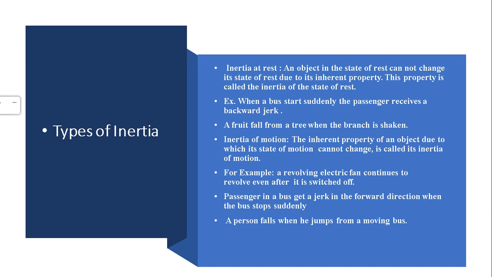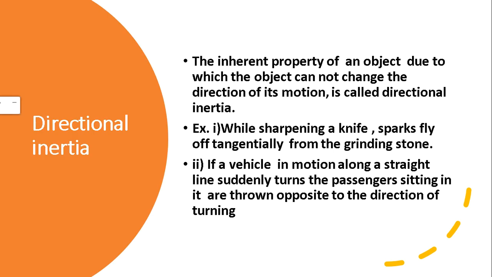Second example, a passenger in a bus gets a jerk in the forward direction when the bus stops suddenly. Third example of inertia of motion, a person falls when he jumps from a moving bus. So here we have seen two types of inertia. Now the third type of inertia is directional inertia.